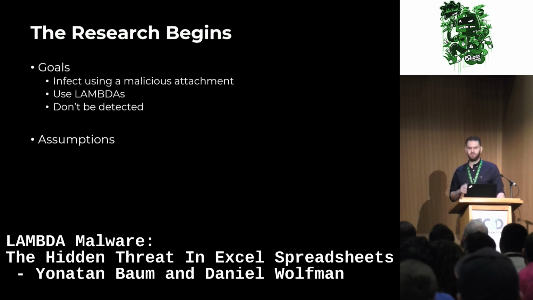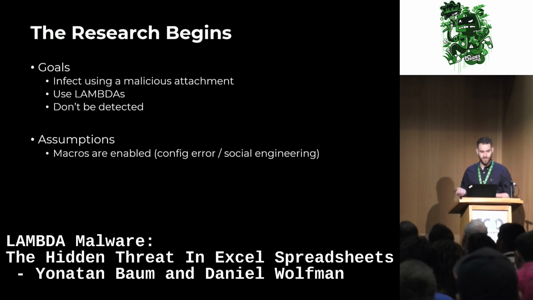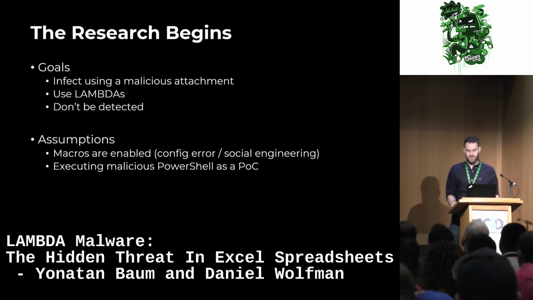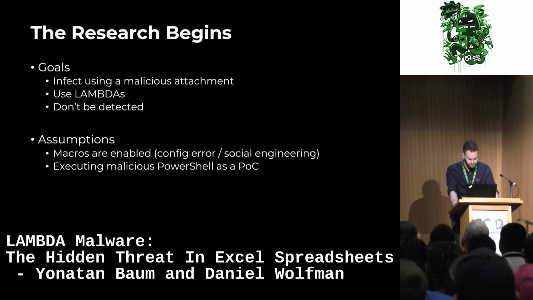As for the assumptions, I assume that first, macros are enabled. This could be due to a configuration error on the organization's part, or maybe some sort of social engineering technique, tricking the user into enabling the macros. I assume that executing malicious PowerShell is a valid proof of concept, so that I don't have to compile an exact virus tailor-made for the specific model of my teammate's machine, just any PowerShell commands. If I can execute PowerShell, I can open a reverse shell. And for a hacker, a reverse shell is more than enough for gaining initial access to a network.